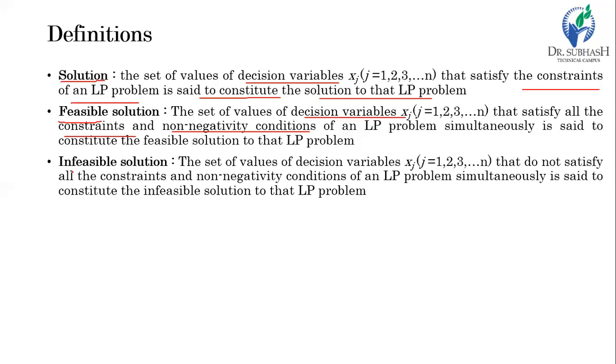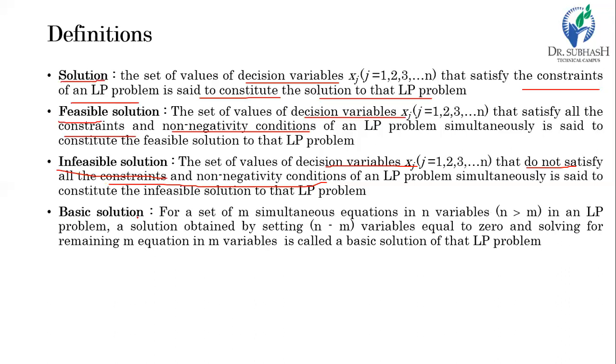Then infeasible solution. An infeasible solution is just the reverse of this. If the set of values of the decision variables xj do not satisfy all the constraints and non-negativity conditions simultaneously, say among 5 or 6 constraints, if any one constraint is not satisfied by the values of the decision variables, then this is called an infeasible solution.